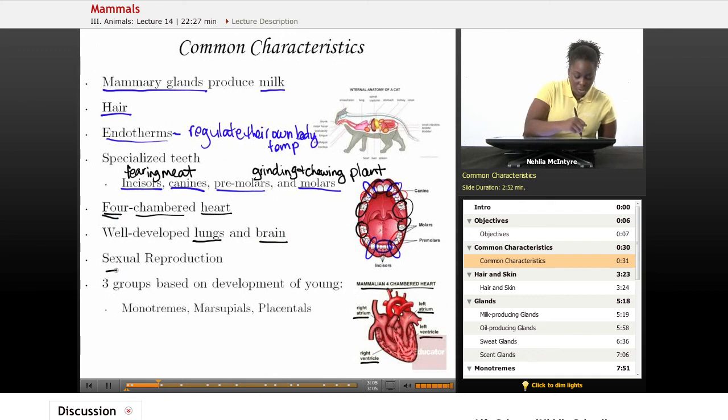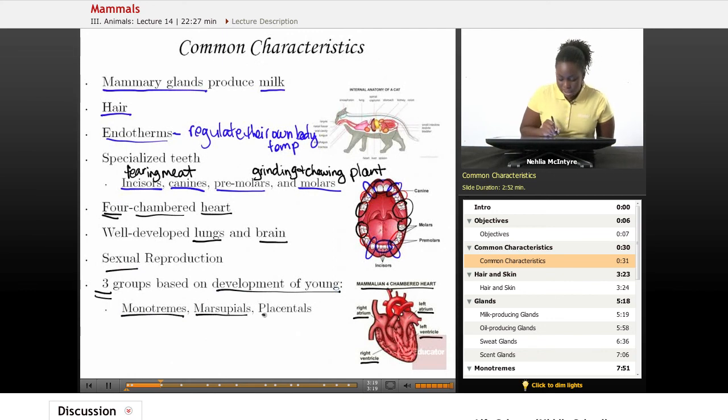They reproduce sexually, and there's 3 types or 3 groups of mammals, and the groups are based upon how the young are developed. The 3 groups are monotremes, marsupials, and placentals, and we'll talk about each of those.